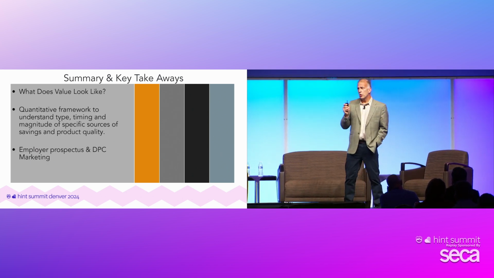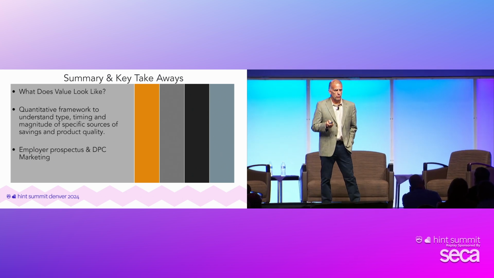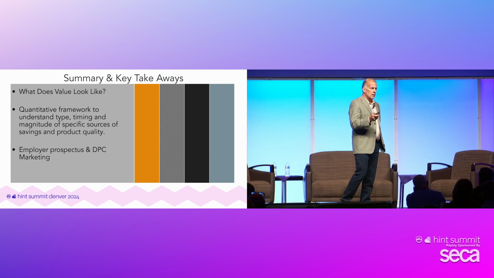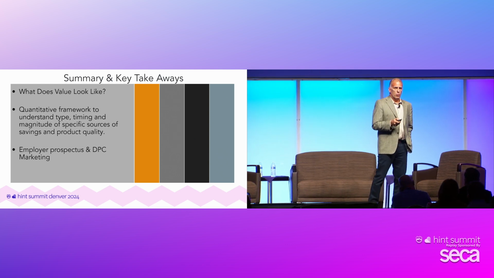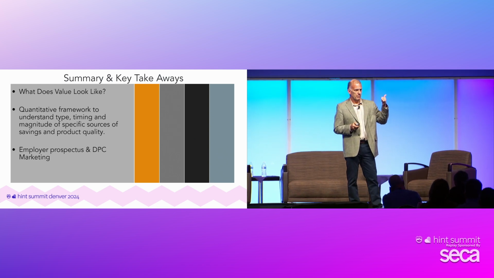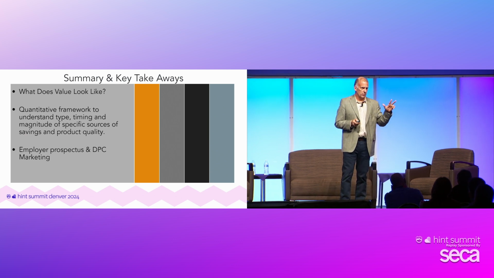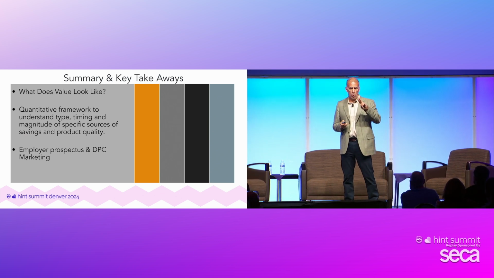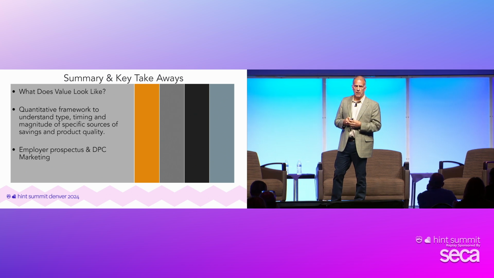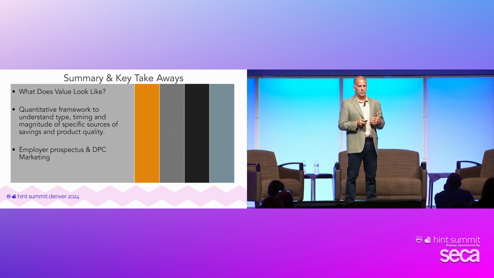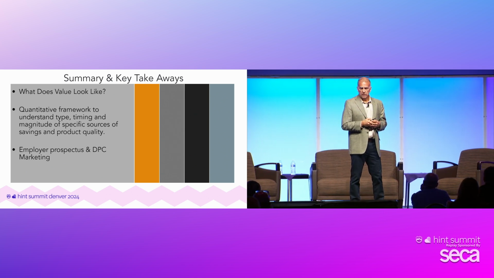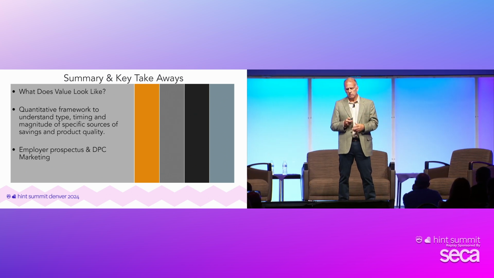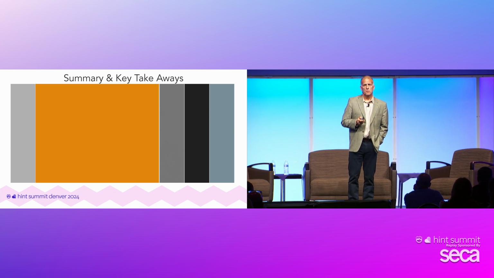Okay, so what did we do? We asked the question, what does value look like? We wanted to get really specific. We wanted to build a quantitative framework to understand the type, the timing, and the magnitude of the specific sources of not only savings, but also some of the quality aspects of DPC. And this can be used for an employer prospectus, if you want to call it that, your marketing, what have you, okay?